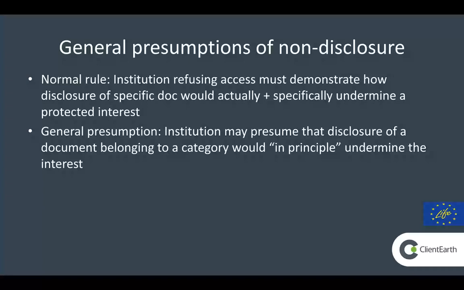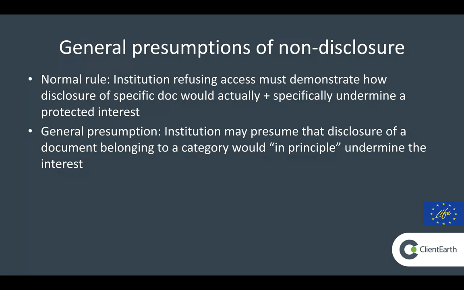Then the thing that is relevant in the context of this exception is a general presumption of non-disclosure. And that's something I've already pointed to before. So what does that mean? Normally, as I've explained before, an institution is required to demonstrate that disclosure of a specific document would actually and specifically undermine a protected interest. But what the court has done is that it has recognized for certain categories of documents that there's a general presumption. We assume, so to say, that it would be prejudicial to disclose that information. So for these documents, it can presume that in principle, it would undermine the interest.